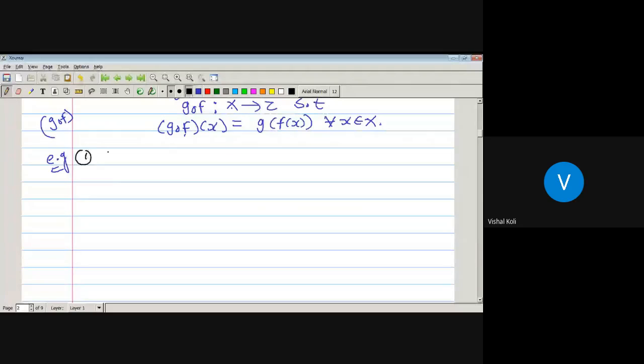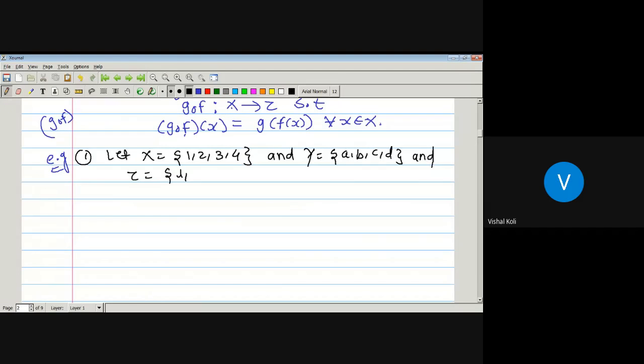For example, let capital X be a set which contains the four elements 1, 2, 3, and 4. Capital Y be a set which contains the elements a, b, c, d, and Z is a set which contains three elements l, m, n.